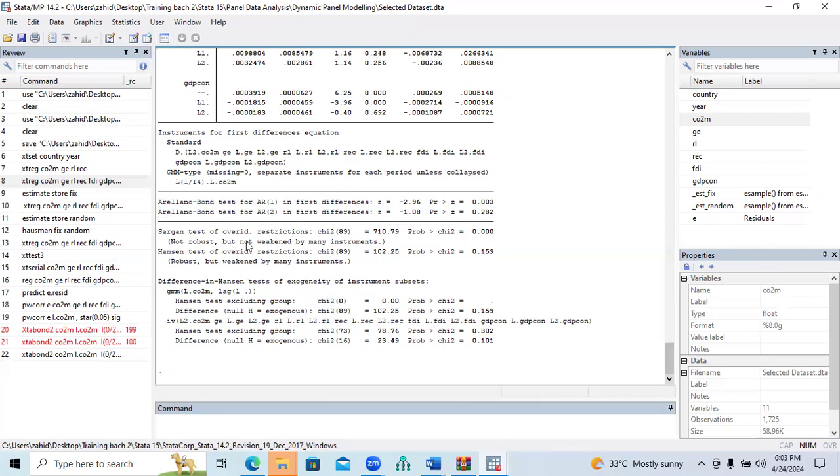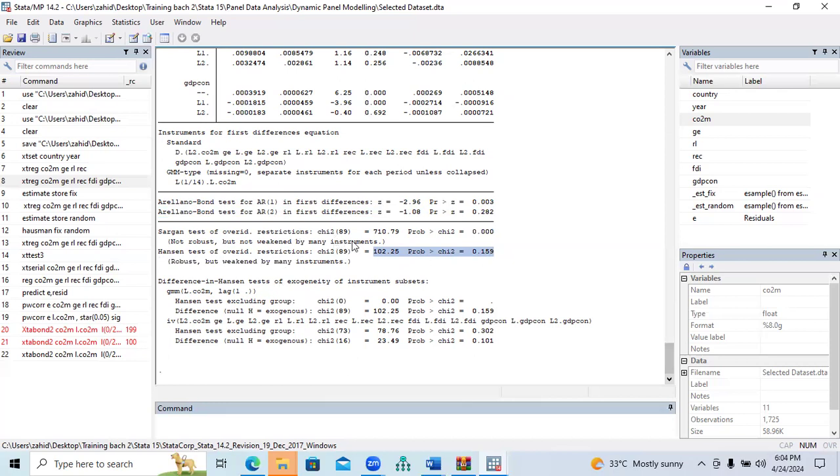The next thing that you need to check here is the weakness of instruments. If you see the Sargan test, it is indicating that instruments are weak. But if you see the Hansen test, it indicates that instruments are not weak. If this value is significant, it means instruments are weak. And if this value is not significant, it means instruments are not weak. It tells you whether the instruments you have identified in your model are good.